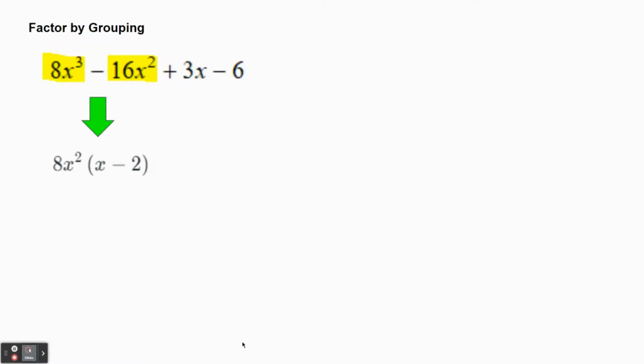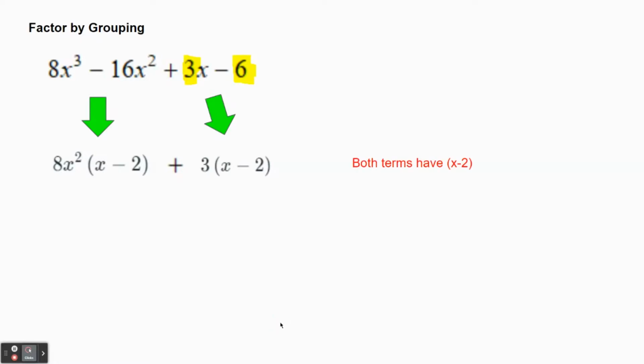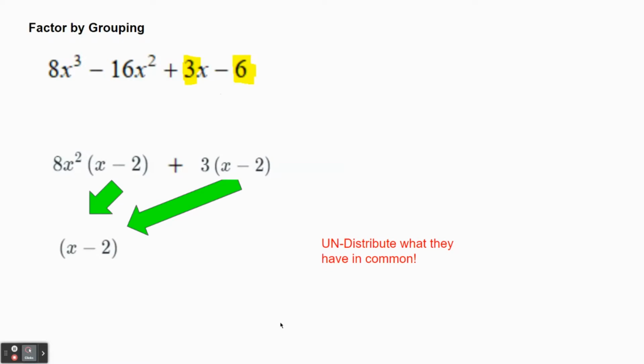So I'm going to do what we were just doing and pull out the GCF of 8x squared, which leaves me with the parentheses of x minus 2. Second two terms, they both have 3. I'm going to undistribute a 3 and I'll have x minus 2. Now here's the tricky part. If we think of 8x squared times x minus 2 as one term, and 3 times x minus 2 as another term, technically they both have something in common, which is x minus 2. So we can actually pull out that GCF from both of them. So I'm going to pull out the x minus 2 from both of those.